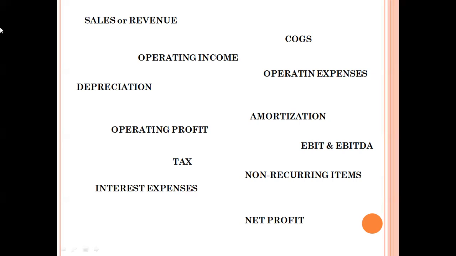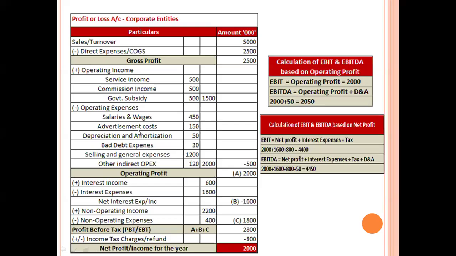These are not related to the core operation and should be treated as non-recurring. Now, net profit before tax. After adjusting for all the non-recurring items, the result is the net profit before tax.